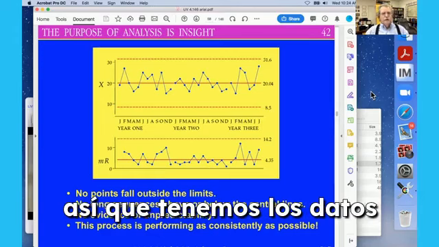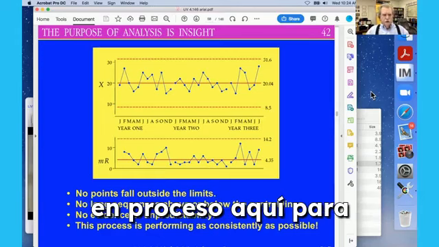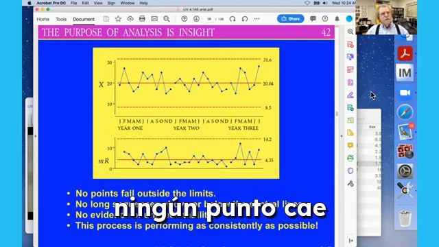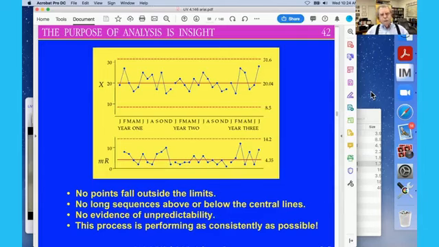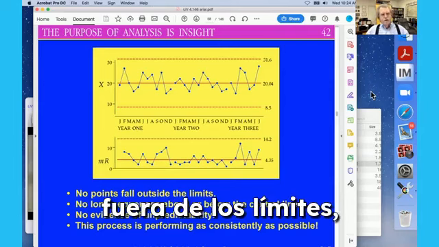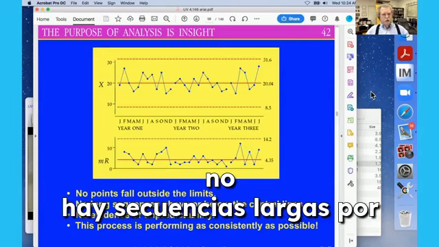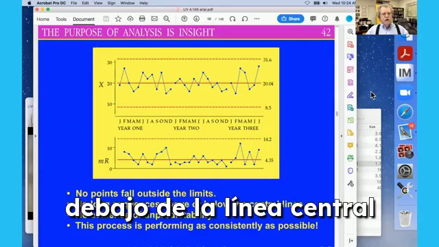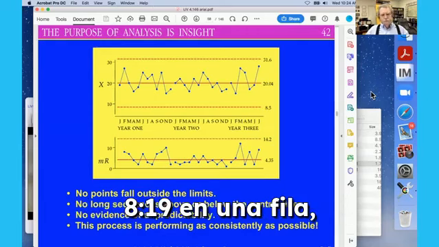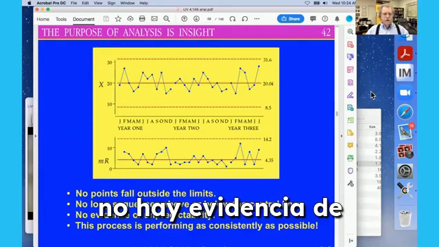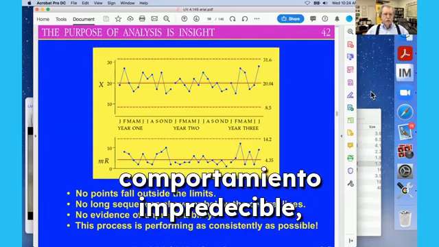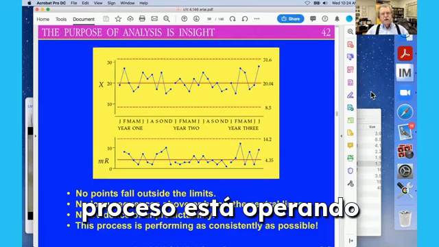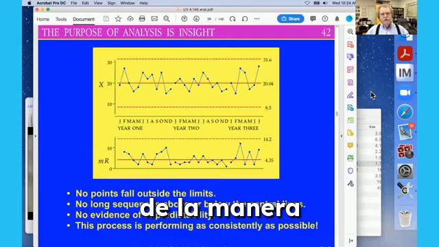So we have the in-process data here for Department 17. No points fall outside the limits. No long sequences above the central line or below the central line, 8, 9, 10 in a row. No evidence of unpredictable behavior. We have to conclude this process is operating as consistently as possible.